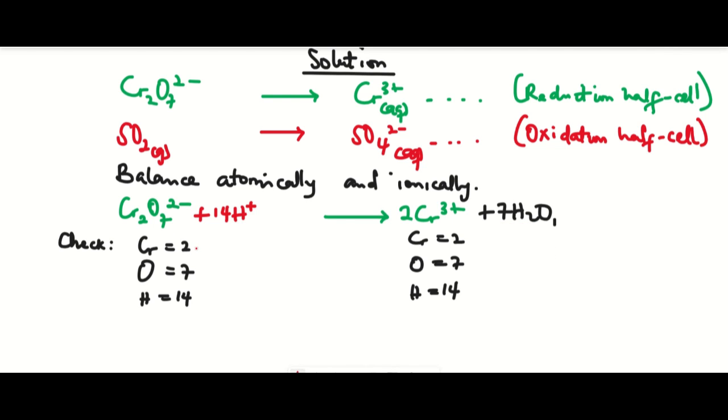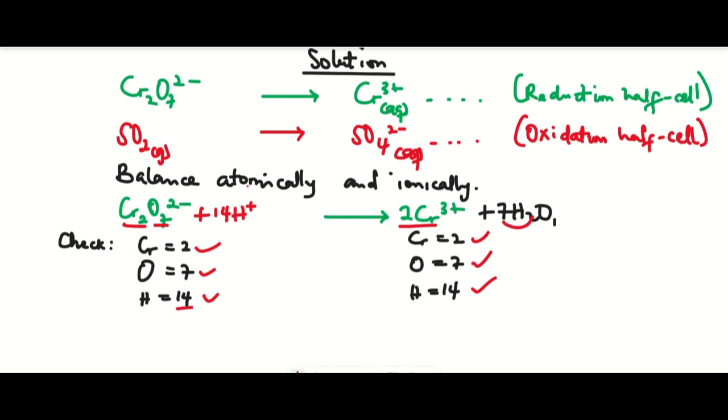For the reactant side, 2 atoms of chromium and 7 atoms of oxygen, and then we have 14 atoms of hydrogen. At the product side, we have 2 atoms of chromium. Here, you have to pretend as if this charge does not exist. And 7 atoms of oxygen. Then we have 7 times 2 here, which will give us 14 atoms of hydrogen.